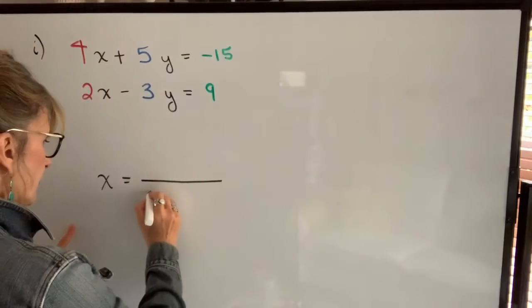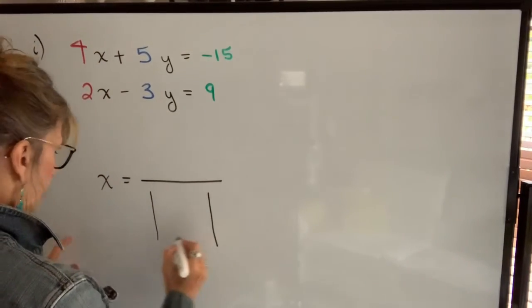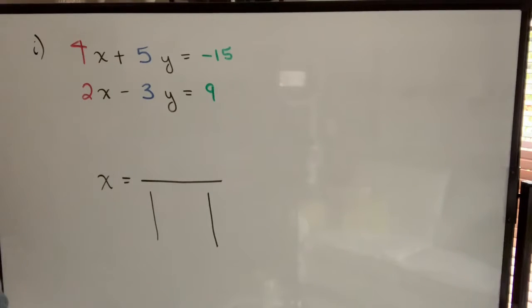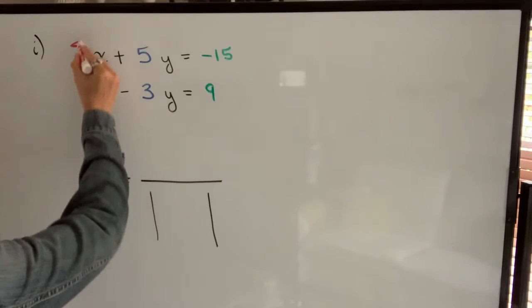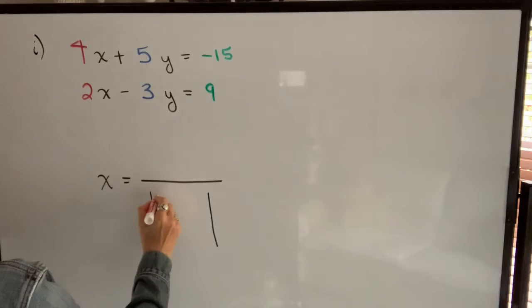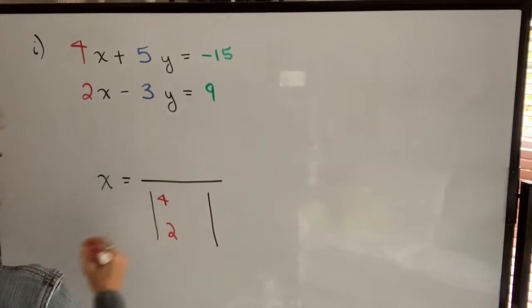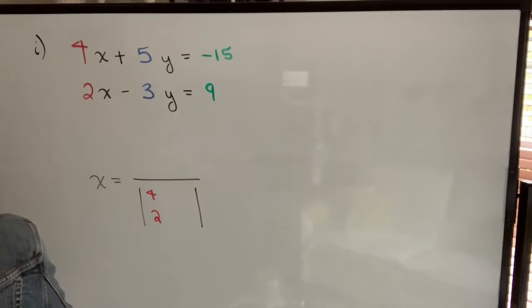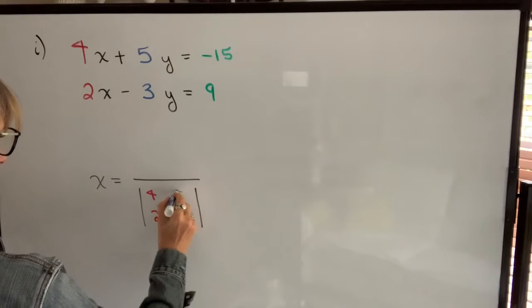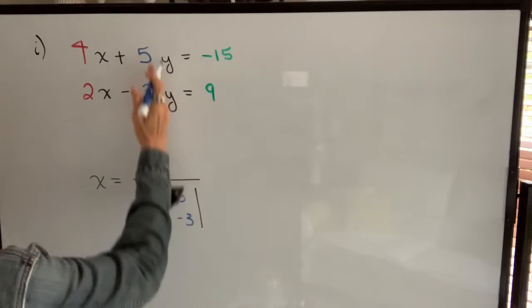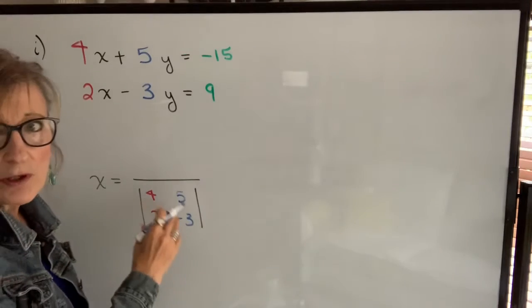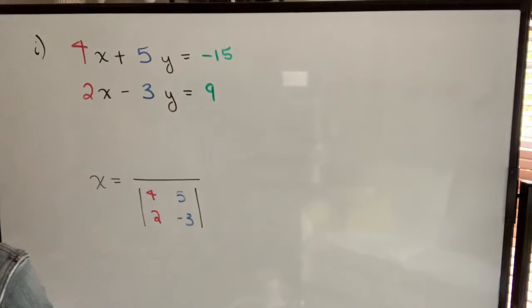The denominator will be the determinant of your coefficients for your variables. So 4, 2 for the x coefficients, and then we have 5, -3 for the y coefficients. And we'll evaluate that in just a minute.